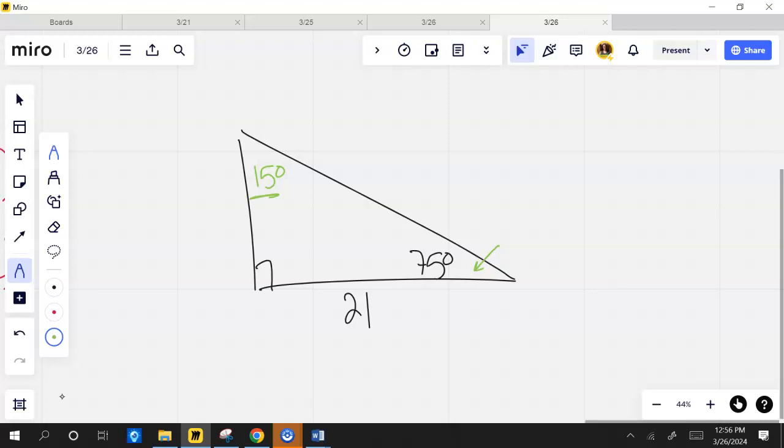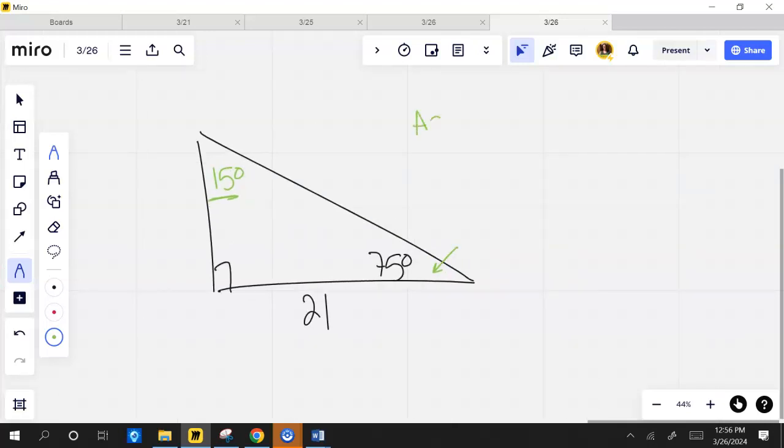What side do I have? Because that's what was given. All right, so I've got the adjacent. I do not have the hypotenuse and I do not have the opposite. So I can use either of the two trig functions that involve adjacent. Which are the two that involve adjacent? Cosine is adjacent over hypotenuse, and tangent is opposite over adjacent. Pick either one that you want, it doesn't matter.